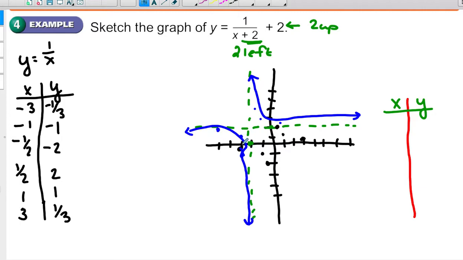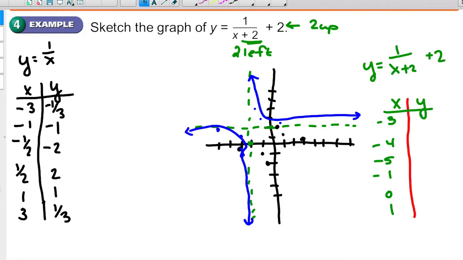I would go with -3, -4, and -5. And then you can also go with -1, 0, 1. So now plug that into the original equation that you have, the y equals 1 over x plus 2, evaluate it. So 1 over -3 plus 2 is going to give you -1.